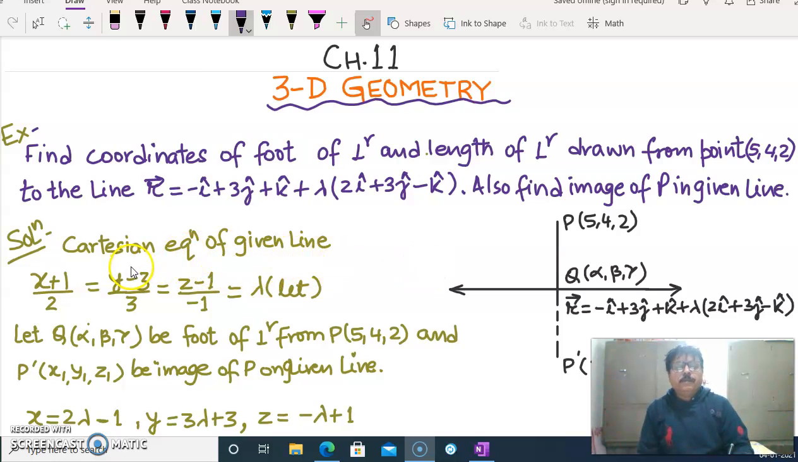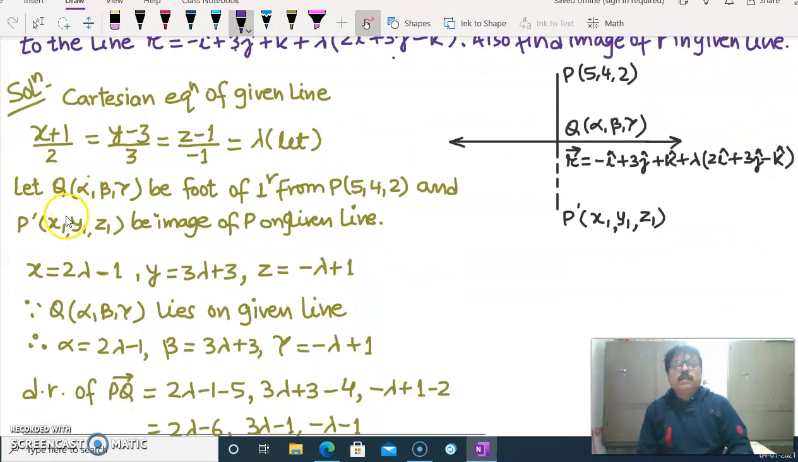First of all, we will change the equation of the line into Cartesian form, which says (x + 1)/2 = (y - 3)/3 = (z - 1)/(-1). We take this as lambda. Let Q be (alpha, beta, gamma), the foot of the perpendicular drawn from P on the given line, and P dash, which is (x1, y1, z1), is the image of P in the given line. So the value of x is 2 lambda - 1, the value of y will be 3 lambda + 3, and the value of z will be -lambda + 1.